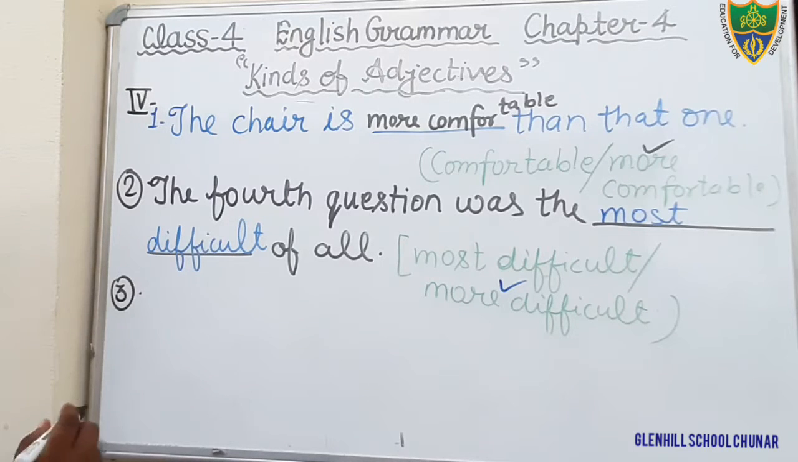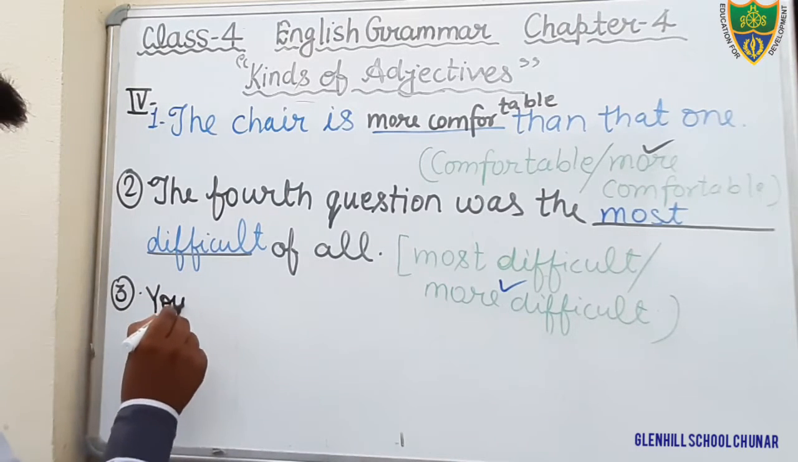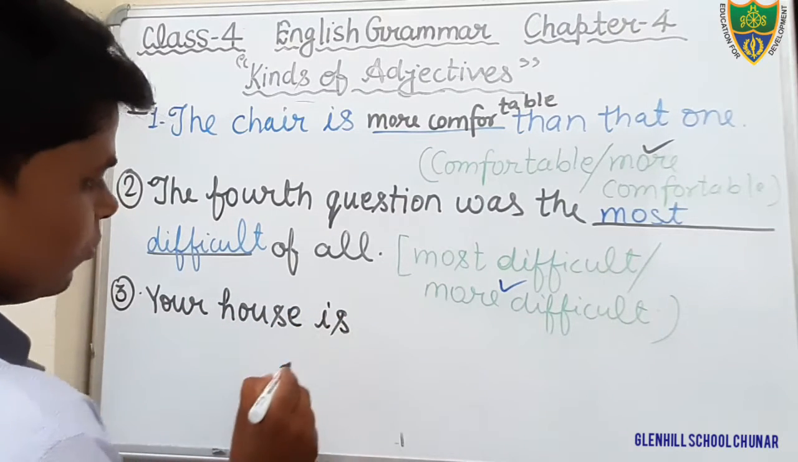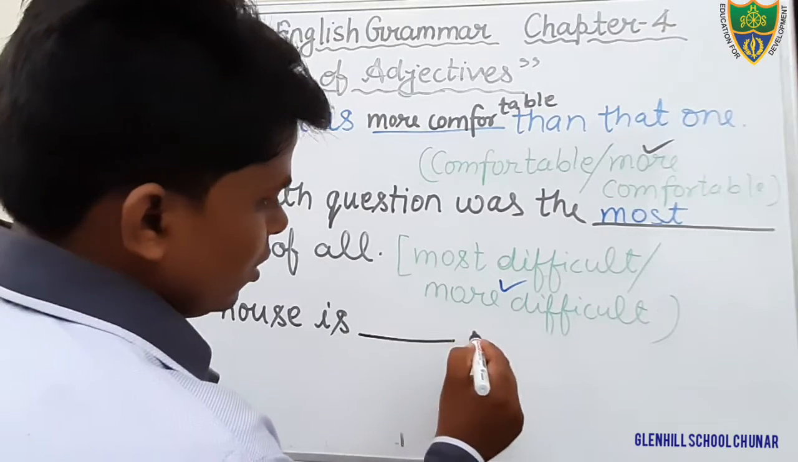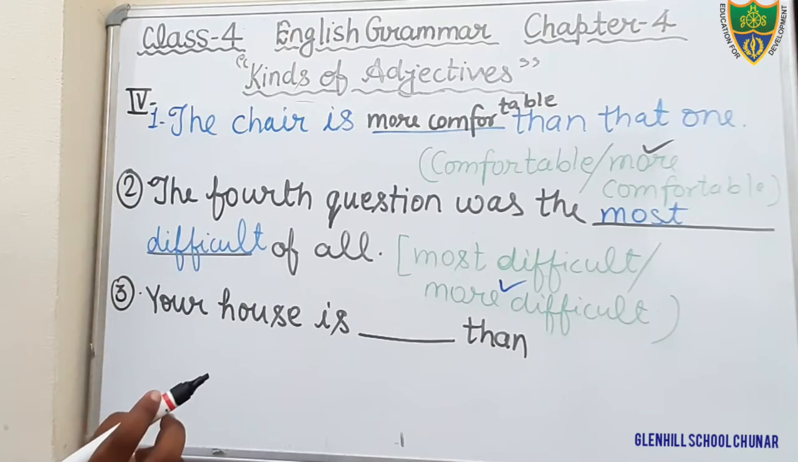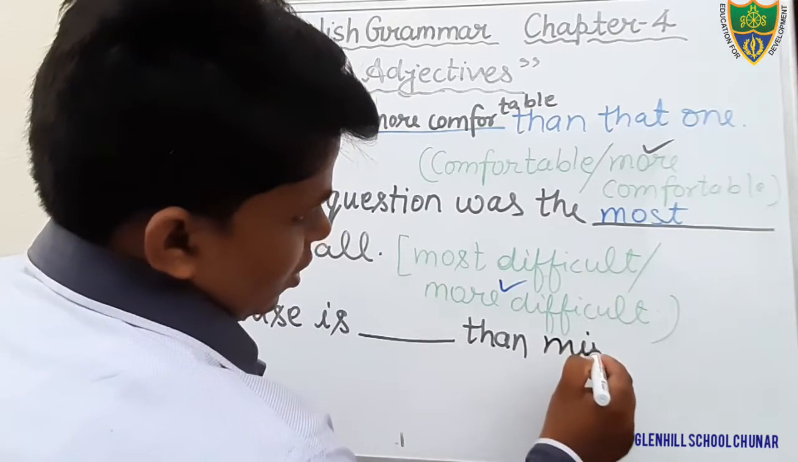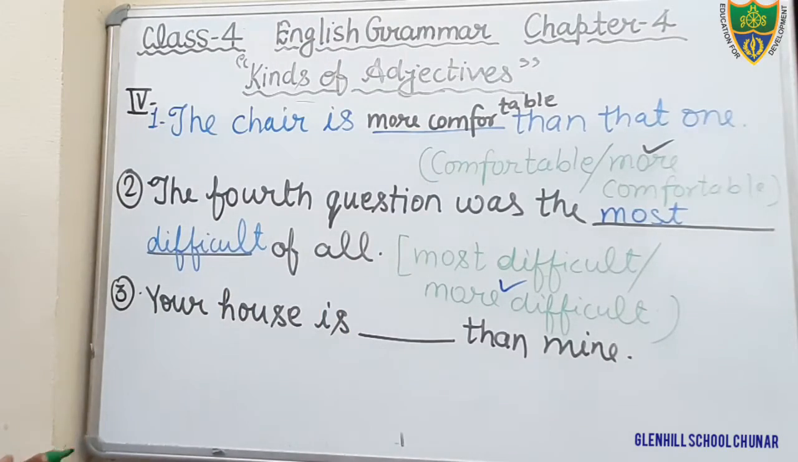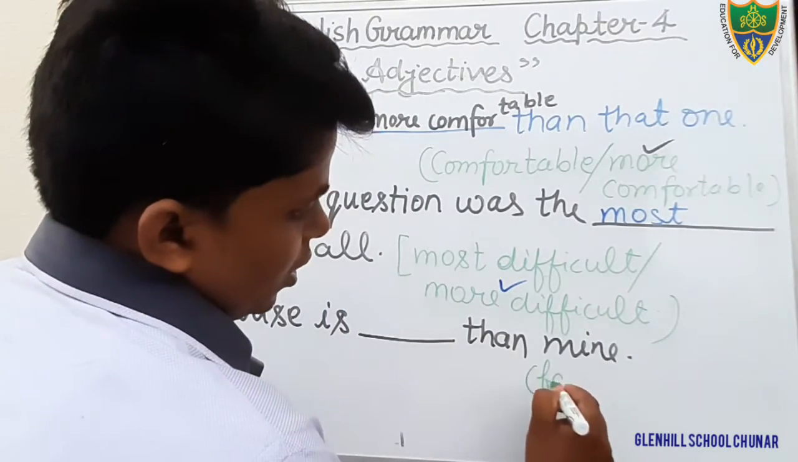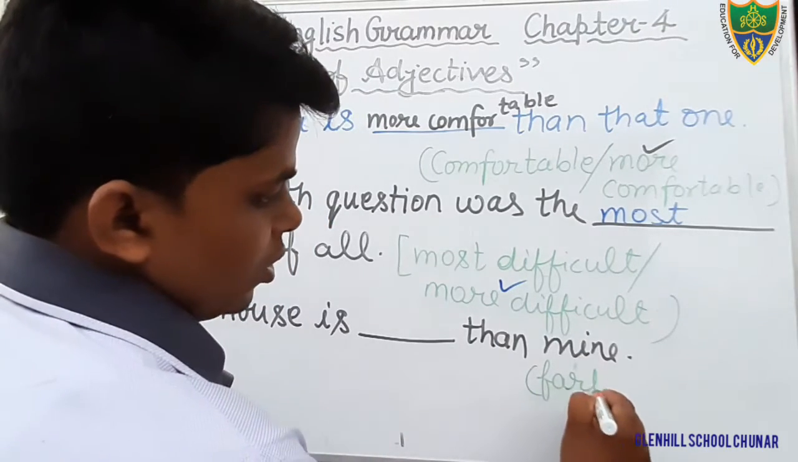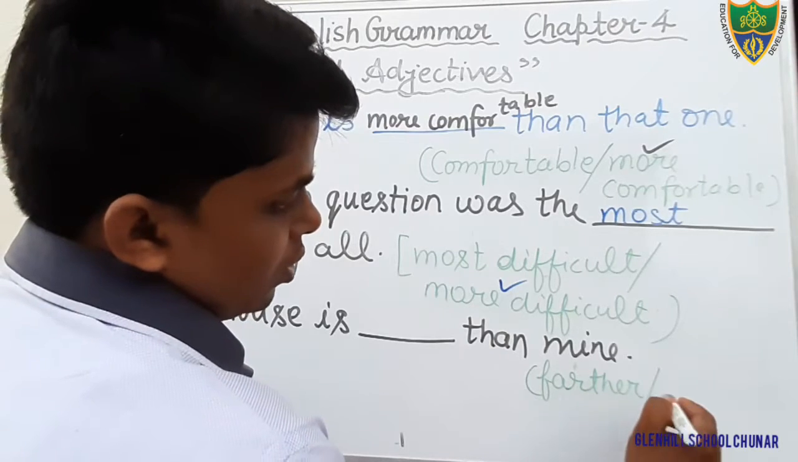What is given? Your house is, and the blank is given here. Then after the blank, than mine. And what is the option given? Now we will see the option which is already given in your book. Further and far. Farther.